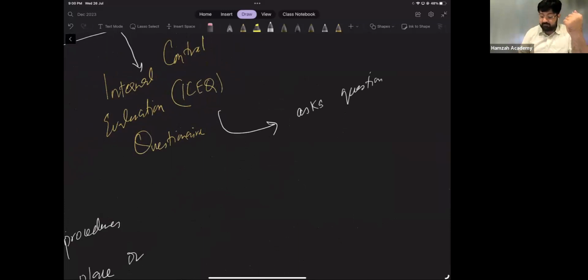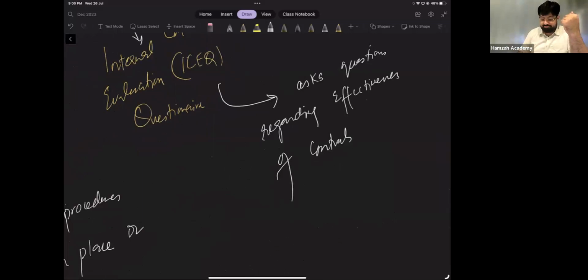So ICEQ, they ask questions regarding the effectiveness of controls. They ask questions regarding effectiveness of controls. Effectiveness.